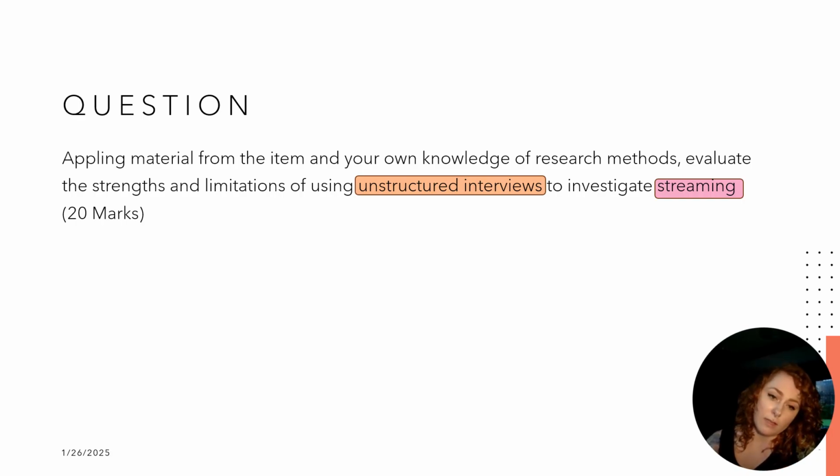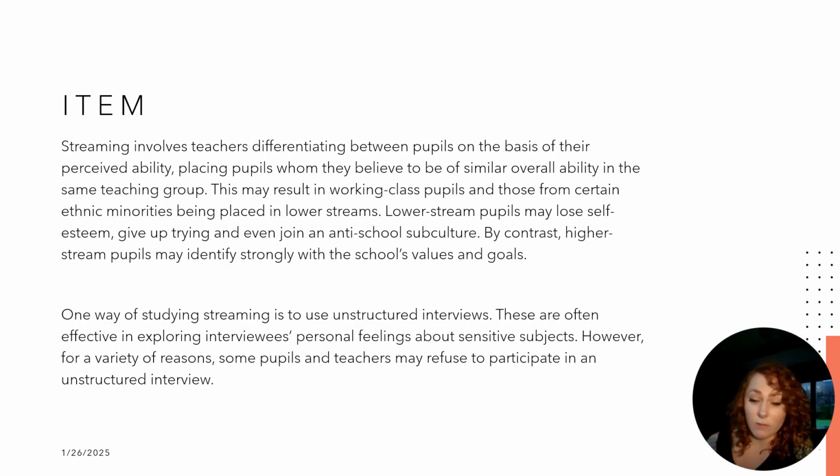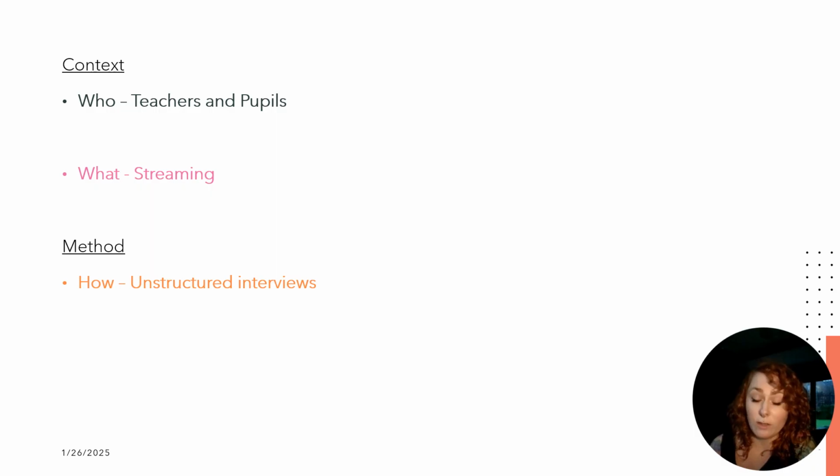Let's have a look at the item and see if we can figure out who is going to be part of our research. So you can pause this to have a little read now, see if you can spot it for yourself. So we can see we've got teachers and we've got pupils. So we know that our who in our context is teachers and pupils, and our what in our context is streaming. And the method we're going to use is unstructured interviews. So we need to figure out what issues and strengths there are using unstructured interviews, specifically to look at streaming when talking to teachers and pupils.